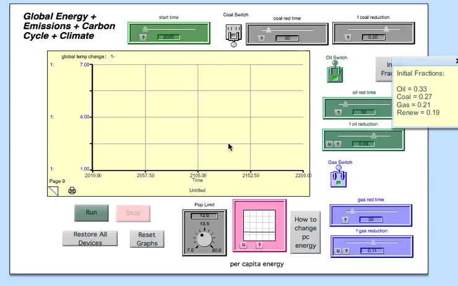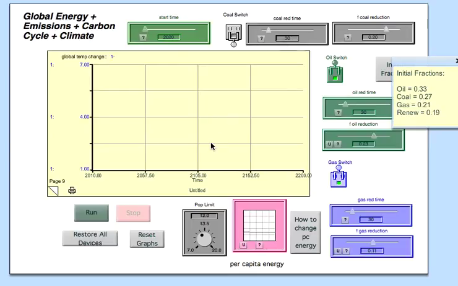Question 9. The first things to do are to turn on the oil switch, set the oil reduction time to 30, and the oil reduction fraction, F oil reduction, to 0.23. Turn on the gas switch, make its reduction time 30, and reduce it by a fraction of 0.11. And then from there, we're going to fiddle around with the coal scenario.